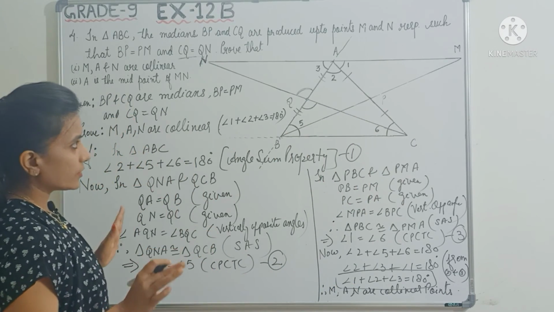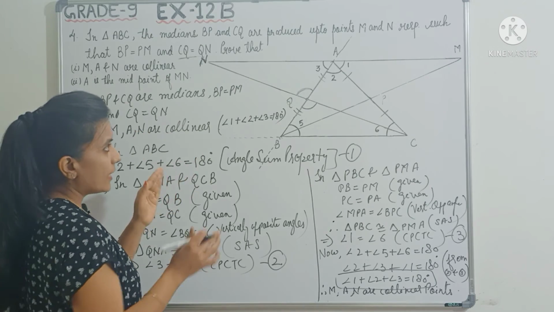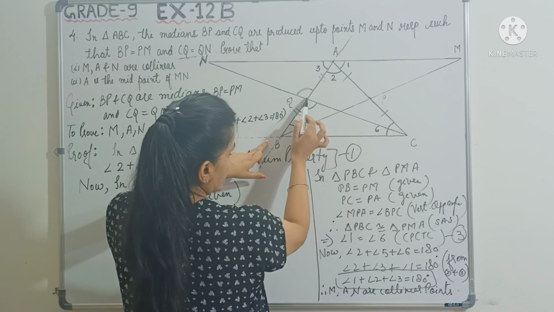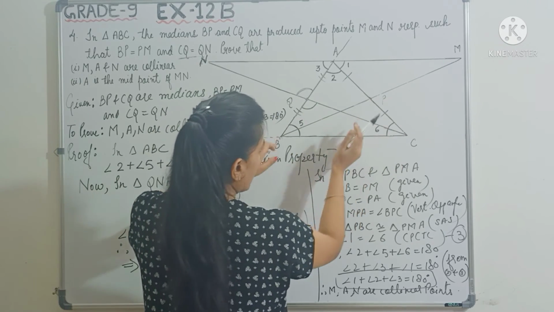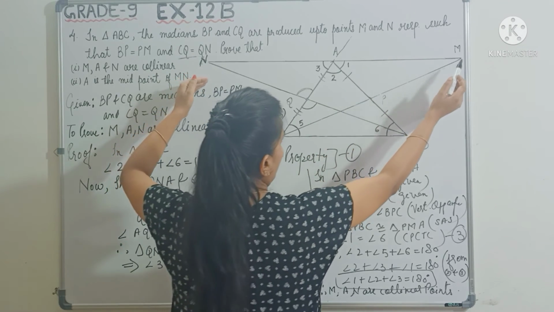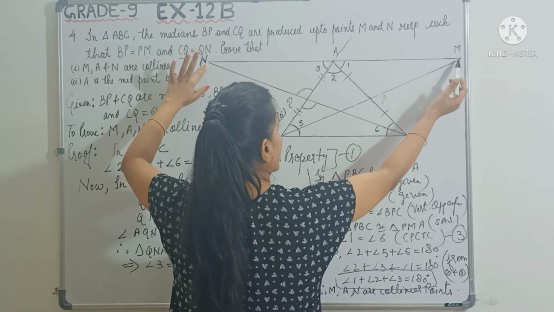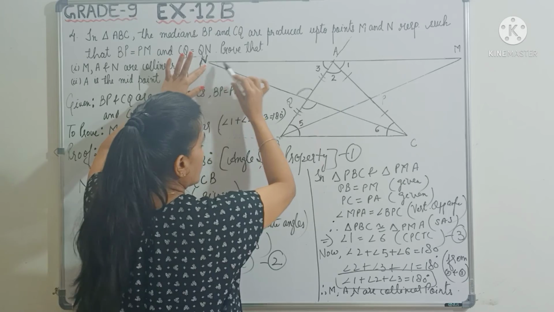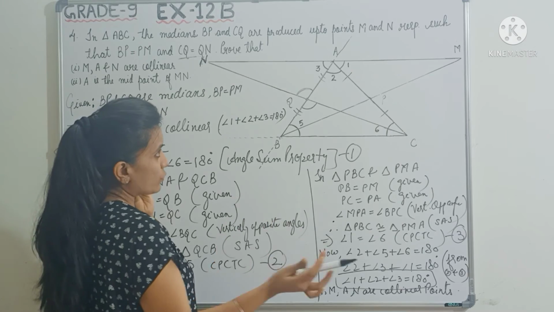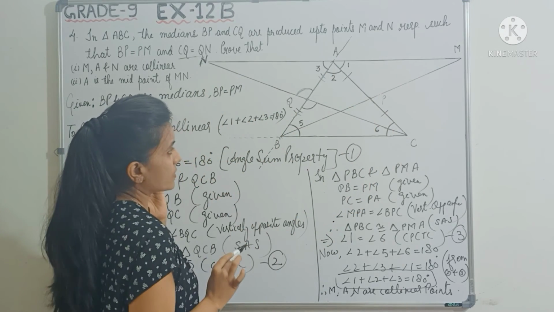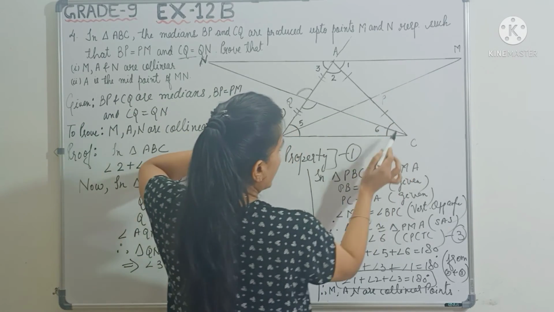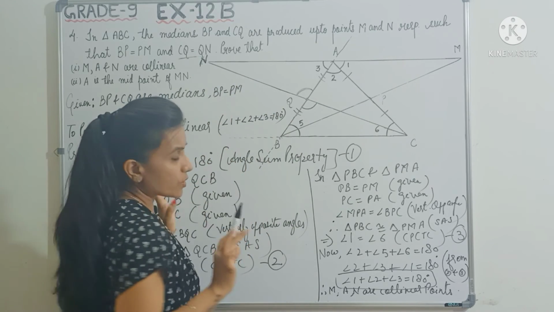We can quickly recap everything. So what was given in the question? In the question, a triangle ABC is given, right? CQ is the median, BP is the median. Both medians are produced outside so that you get point M and N. And when you connect M, A, N, you should get a straight line. This is what you have to show, right? It means you have to show that M, A, N are collinear points. What else is given? Even BP is equal to PM and CQ is equal to QN. So this much is given.